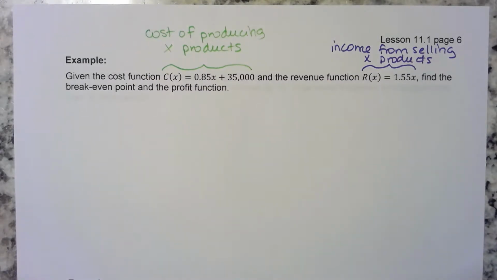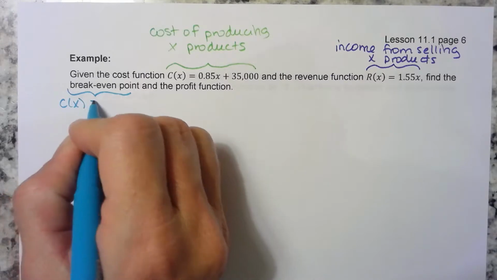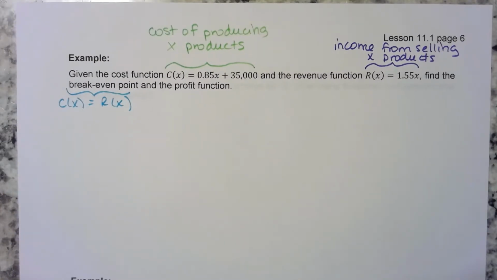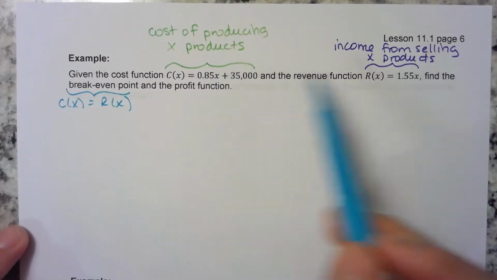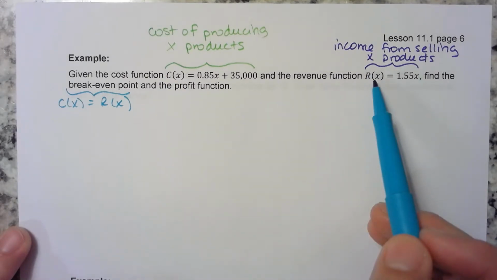They want to know the break-even point for these two problems. Well, break-even would be where your cost and your revenue are the same. Break-even point is where these two are the same, right? What you spend and what you make is the same, so you break even. So we could actually set these two equations together because C of x and R of x have to be equal.